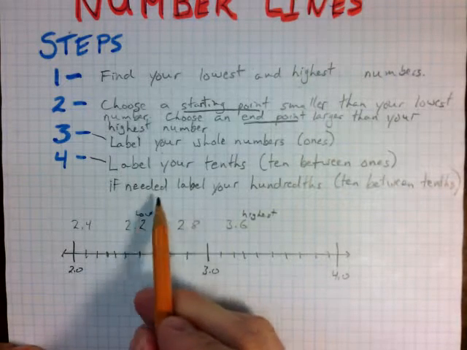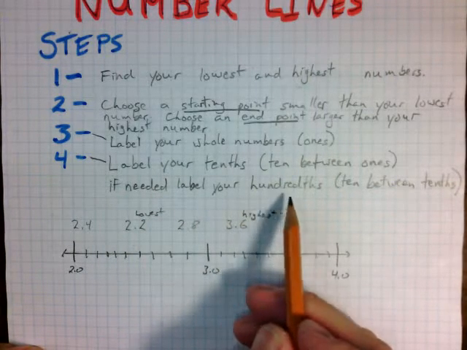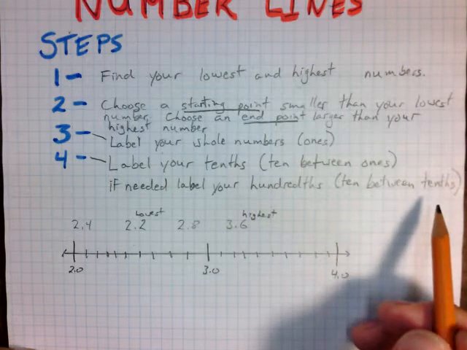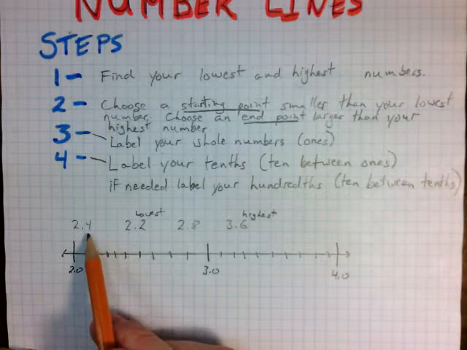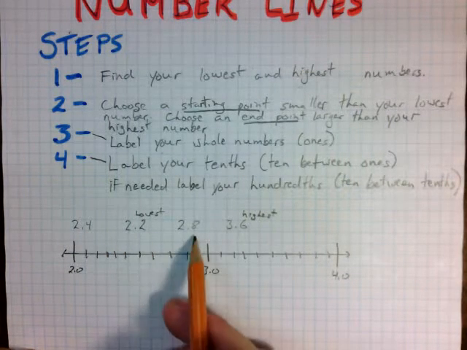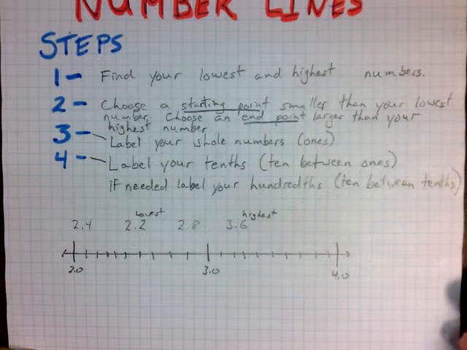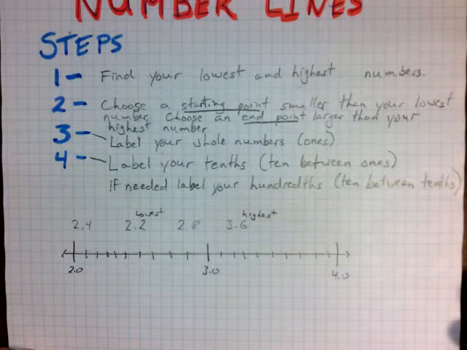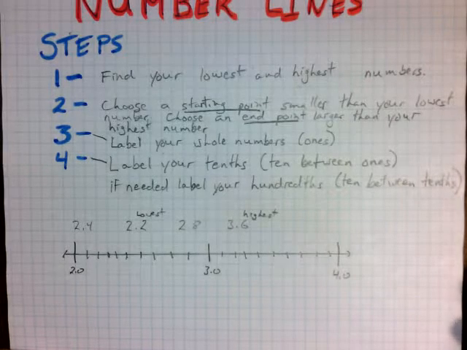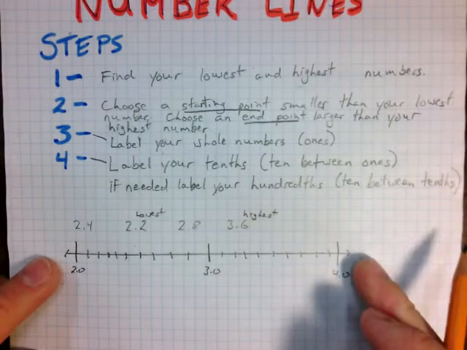Next, if needed, label your hundredths. 10 between tenths. Do I need hundredths for these numbers? 2 and 4 tenths, 2 and 2 tenths, 2 and 8 tenths, 3 and 6 tenths. No, I don't need hundredths, so I don't have to do that. So now finally my number line is done.